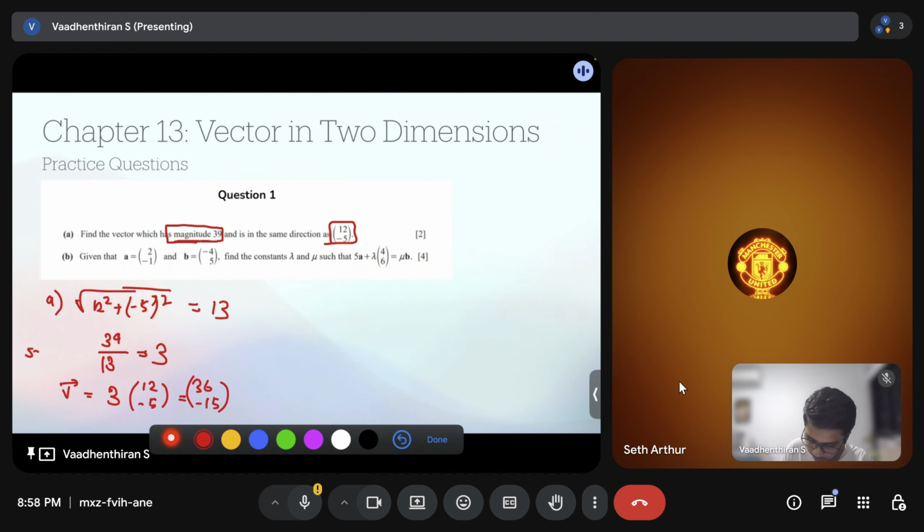So this is a scaling factor: how much you need to scale the vector to get to that magnitude. Got it?